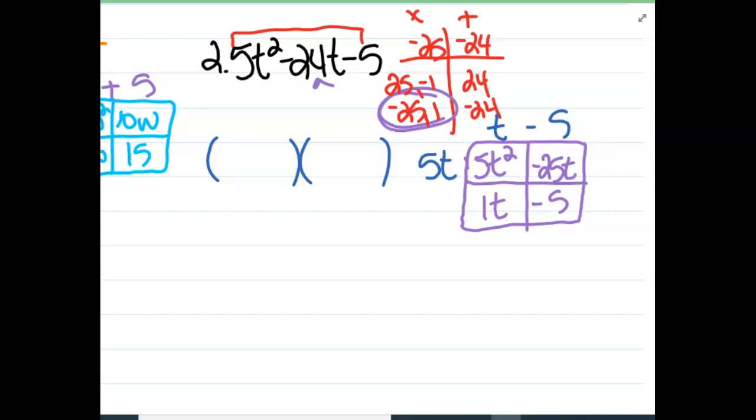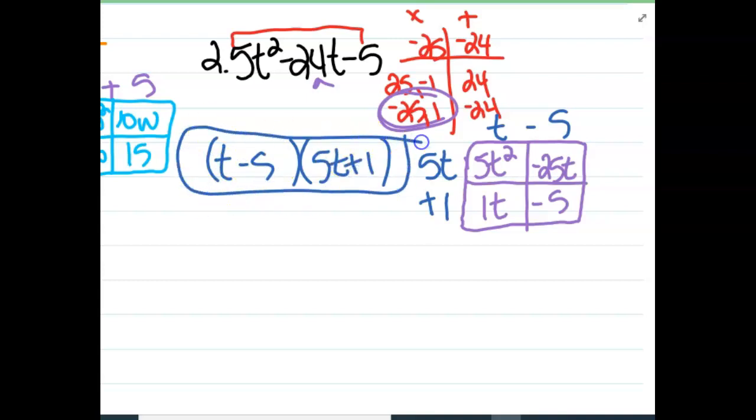And then the last one, 5 and 1t? Just 1. Now, this is closest to the 1t. See how the 1t is positive? The 1's going to be positive. You take the sign of the box closest to it. So your answer is t minus 5, 5t plus 1. Okay, that's the box method.